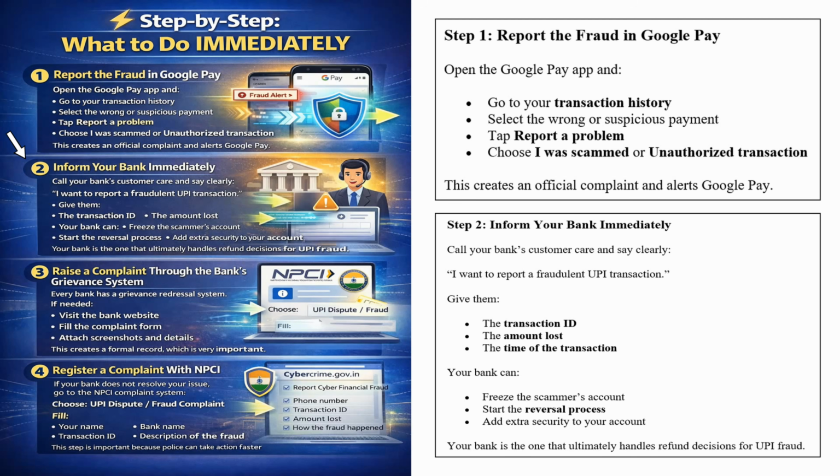Step 2 is you have to inform your bank immediately. Call your bank's customer care and say clearly, I want to report a fraudulent UPI transaction. Give them the transaction ID, the amount lost, and the time of the transaction. Your bank can freeze the scammer's account, start the reversal process, and add extra security to your account. Your bank is the one that ultimately handles refund decisions for UPI fraud.